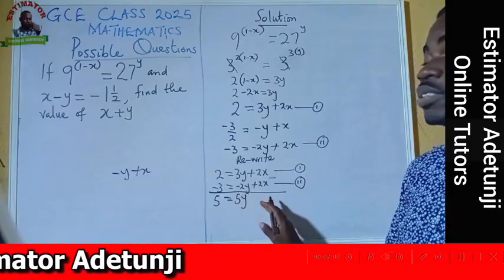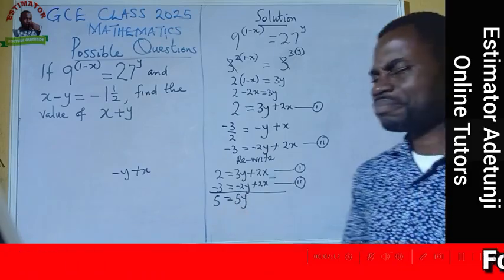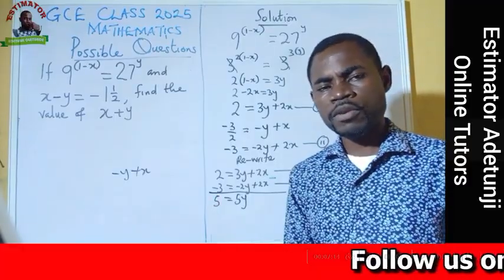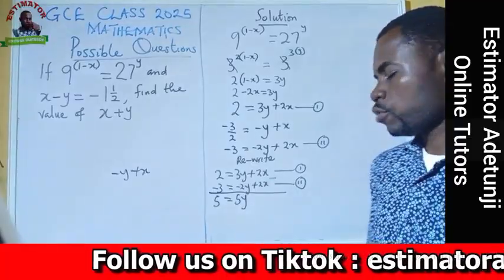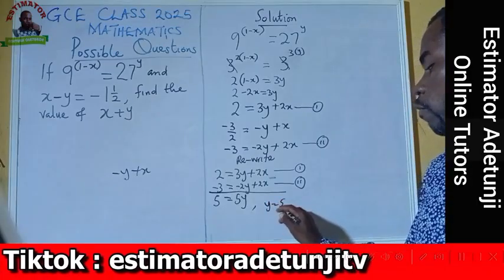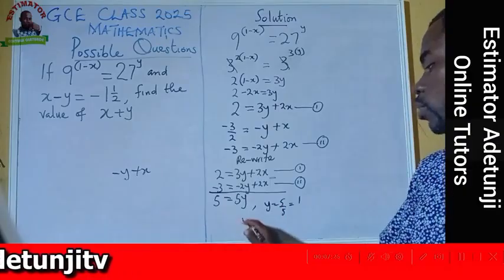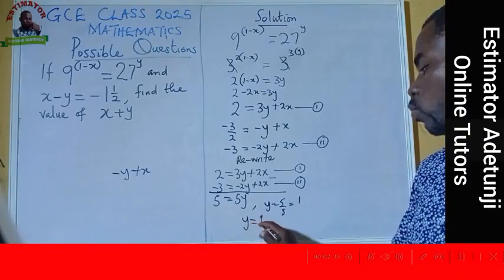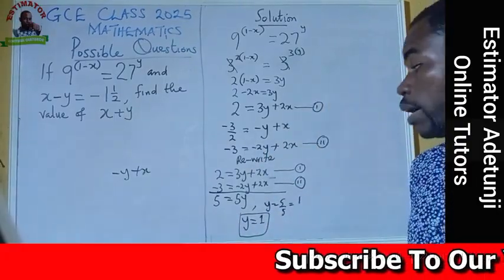We have already known this place is 0, we don't need to waste our time. So from there, 5 equals 5y. We are done here. So we divide both sides by the coefficient of y, which is 5. Indirectly, what we are saying is that y equals 5 over 5, and y equals 1. So with that, we have settled y. y is 1. Now let's go and settle the second one to find our x.